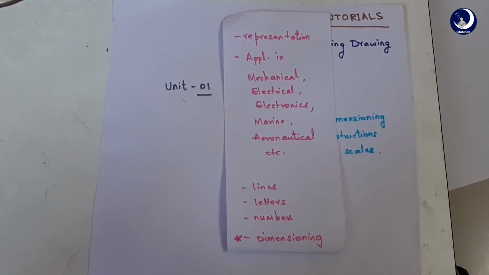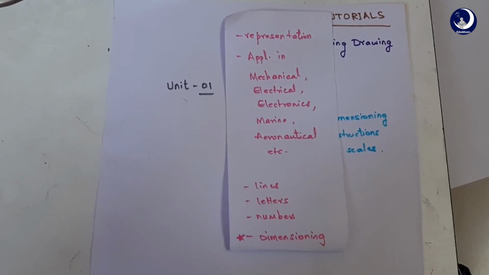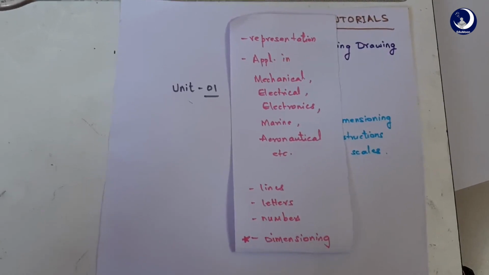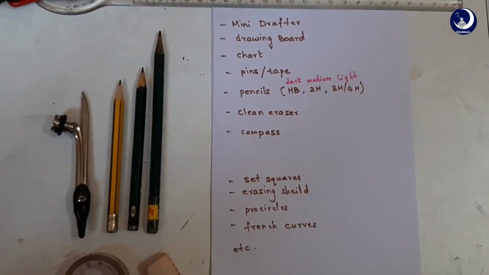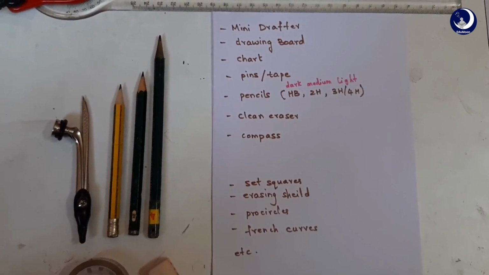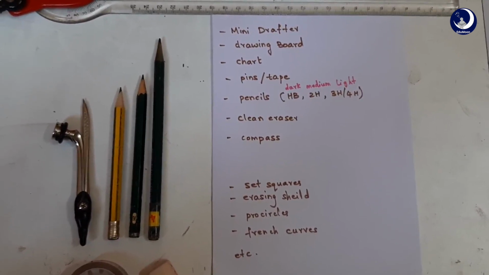In this unit, we will study about lines, letters and numerals, that is numbers, and one of the most important aspects of engineering drawing, that is dimensioning. Before we go to the first topic in Unit 1, let us quickly take a look at the basic tools required to get started with engineering drawing.